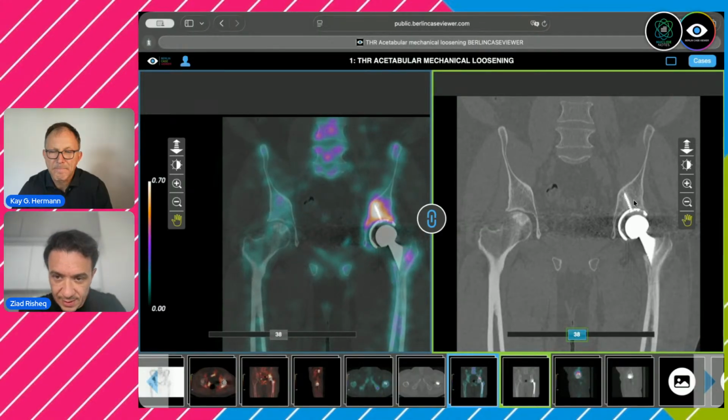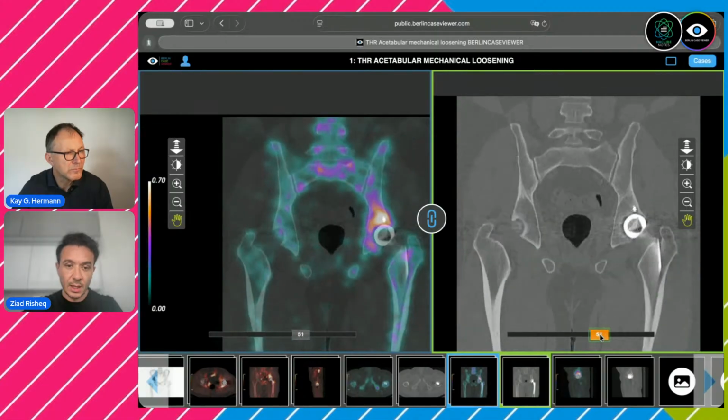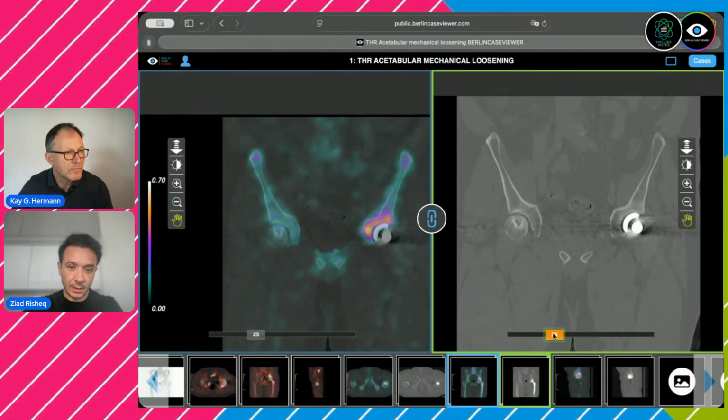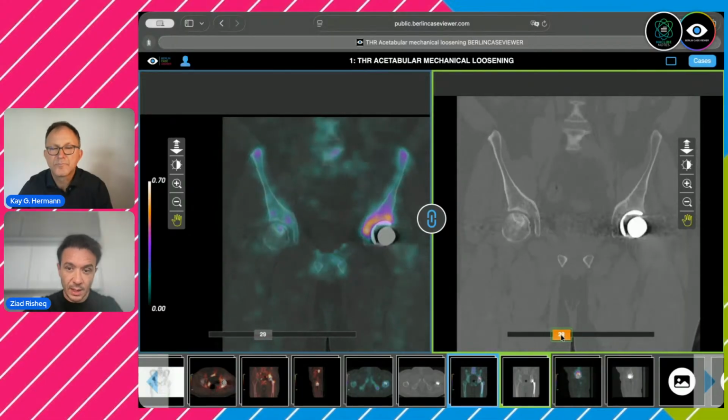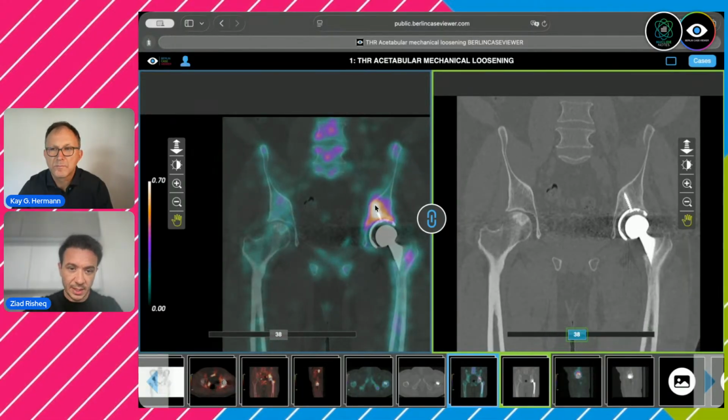So this patient, and even when you look at the fixation screw, you can see some kind of halo over here. There's a cystic lucency around this screw. So when you see this appearance, you have to think of loosening. So this patient had acetabular loosening.